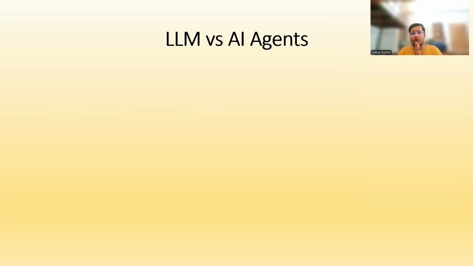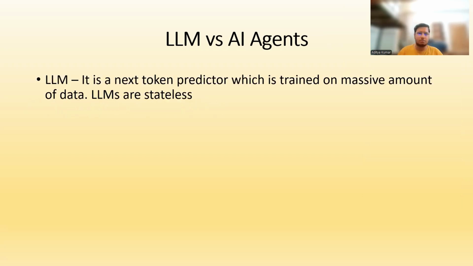So, firstly, we are going to discuss LLM versus AI agent. That is, what is the fundamental difference between LLM and AI agents? So, let's read the definition firstly. An LLM is a next token predictor, which is trained on massive amounts of data. LLMs are stateless. So, what is an LLM? An LLM simply predicts the next token, right? And it is trained on massive amounts of data. And what do you mean by LLMs are stateless? We are going to find out in our practical demo today itself.